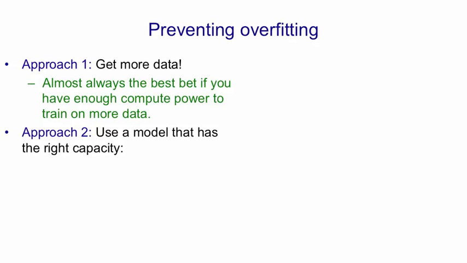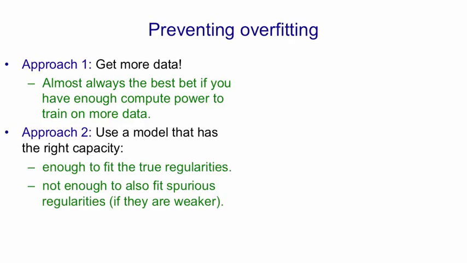A second method is to try and judiciously limit the capacity of the model so that it's got enough capacity to fit the true regularities, but not enough capacity to fit the spurious regularities caused by the sampling error. This, of course, is very difficult to do, and I'll describe in the rest of this lecture various approaches to trying to regulate the capacity appropriately.